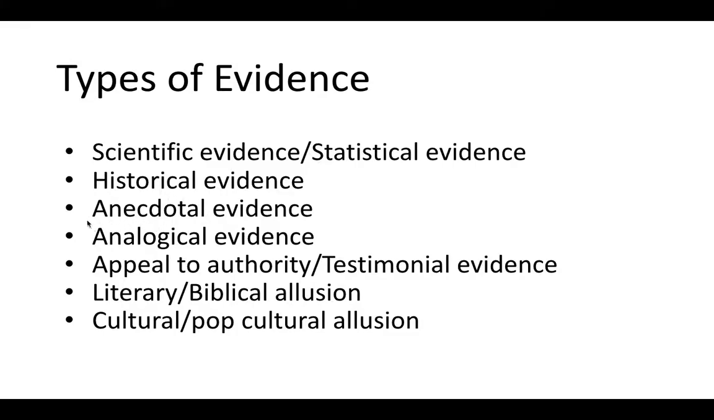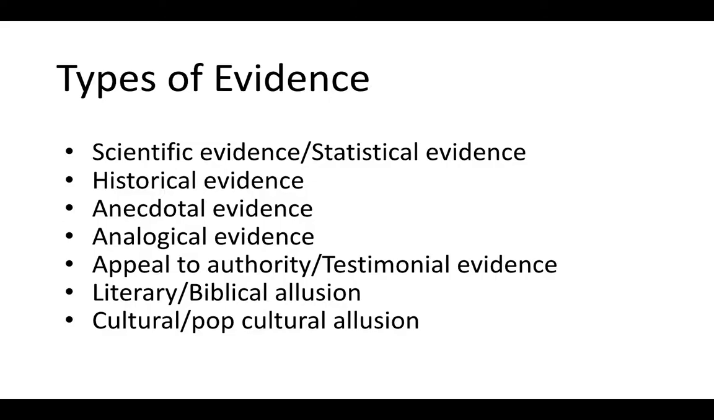Analogical evidence is evidence where the author takes two unlike things and compares them, creating an analogy between those two things. I said historical evidence can be a type of analogical evidence if they say, for example, the period that we're going through right now, the early 2000s, is very similar to the Industrial Revolution, except it is the informational revolution.